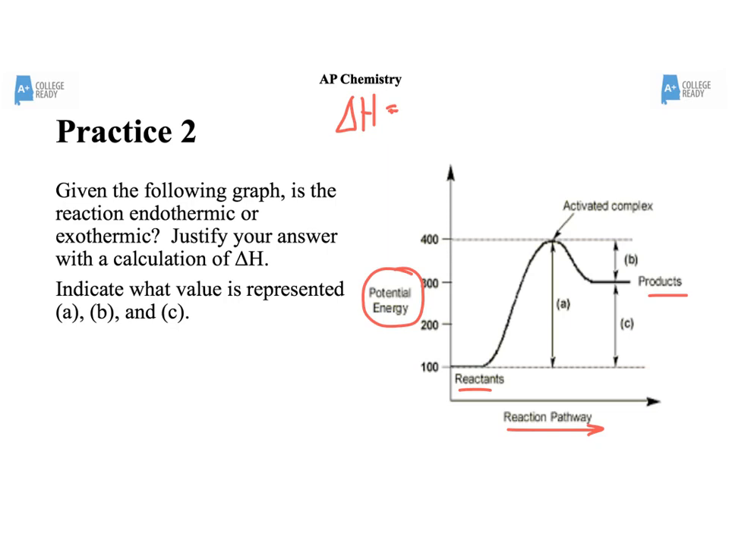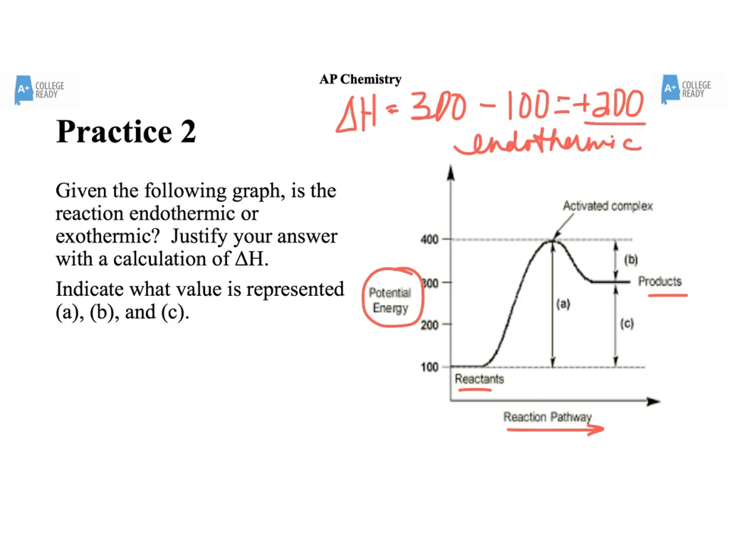So what is the enthalpy of the products? It would be 300. And what is the enthalpy of the reactants? It is 100. And so 300 minus 100 gives us a positive 200. And that means this reaction is endothermic, because the enthalpy is positive.